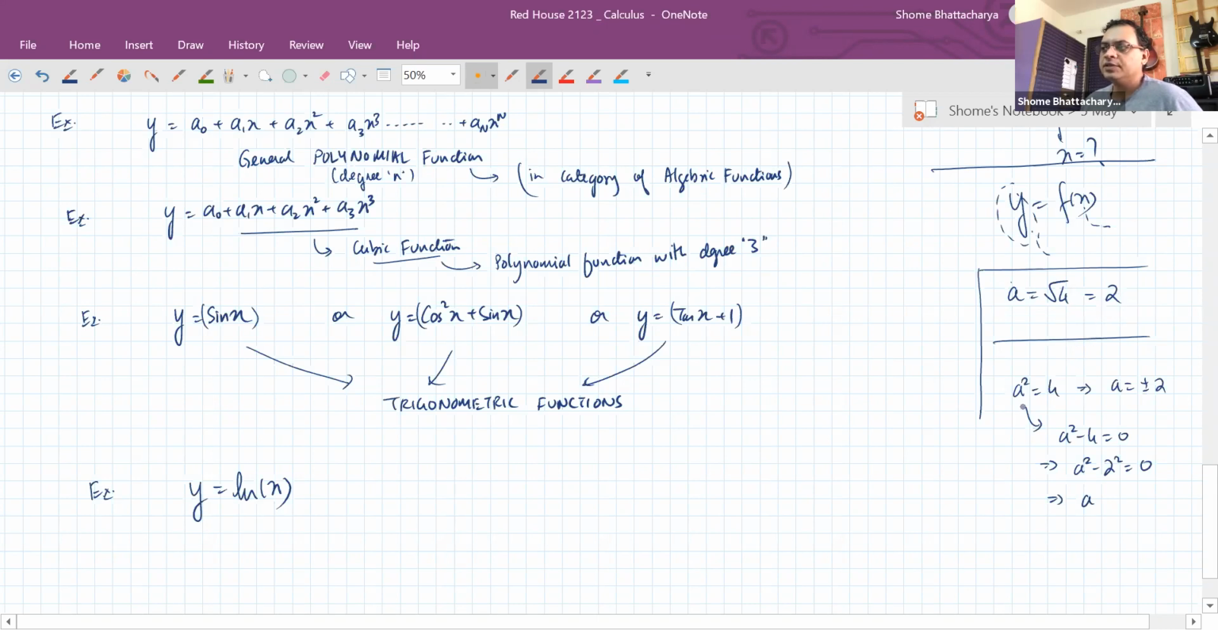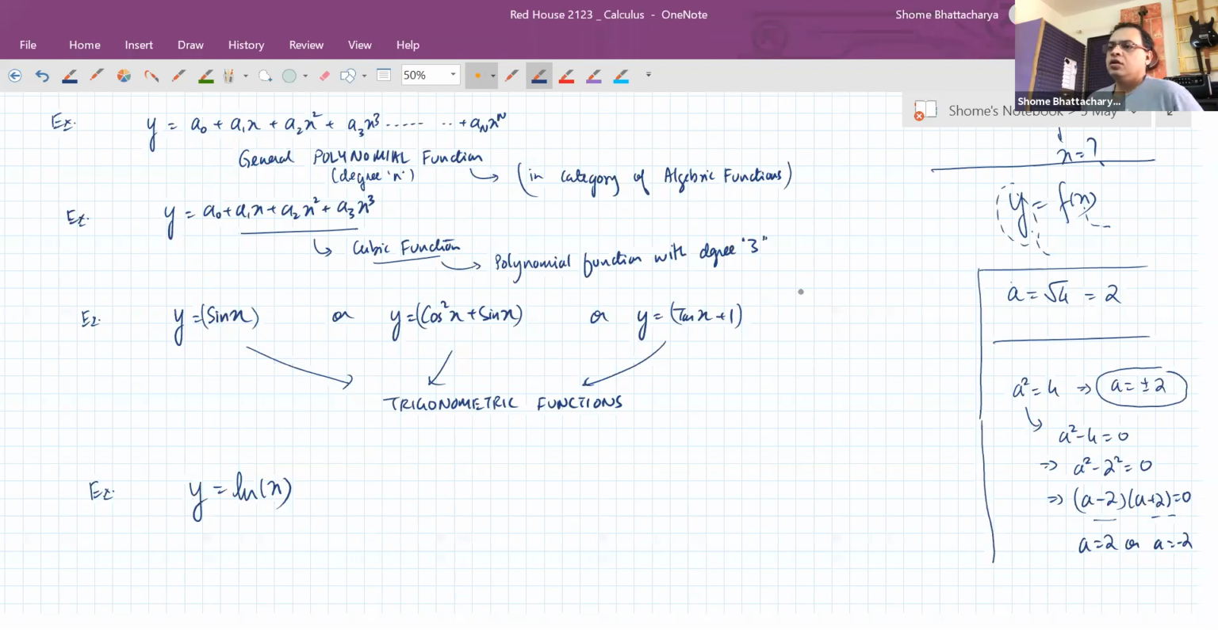Whereas if I wrote the expression like this, that a square is equal to 4, then when we solve it properly, it should give us this relation, that a minus 2 or a plus 2 is equal to 0. The product of these two things is 0. So that means either a can be 2 or a can be minus 2. So this expression implies that a is equal to plus minus 2. But this expression simply implies that a is equal to 2. Okay, understood now? Sir. Okay.